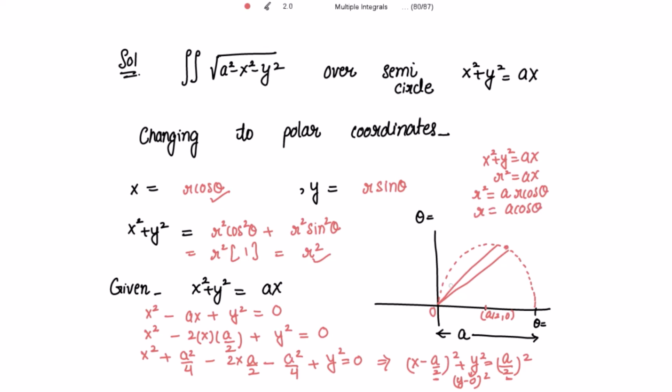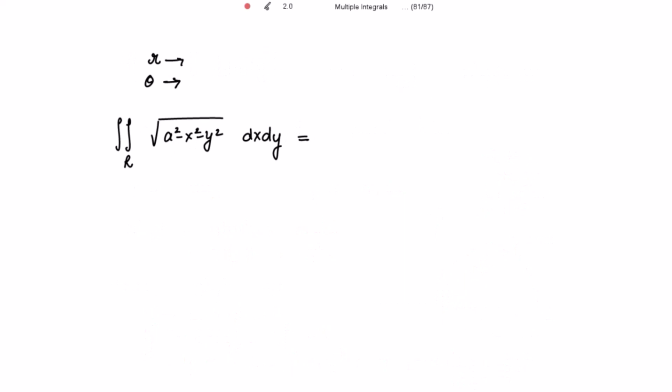So at this point r is varying from 0 to a cos theta, right? And because it is a semicircle lying in the first quadrant only, theta is varying from 0 to pi by 2. So the limits for r are from 0 to a cos theta, and the limits for theta are from 0 to pi by 2.